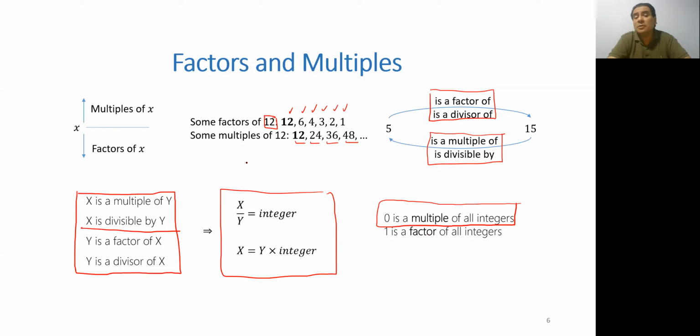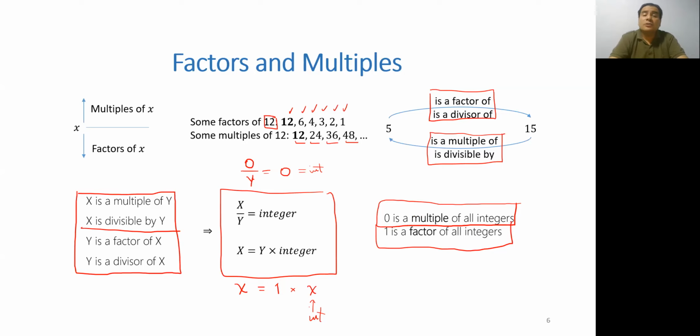You could represent 0 in this way. 0 divided by any integer y actually gives you a 0 as a result, which is an integer, right? And on the other hand, 1 is a universal factor. You can also express it like this: any integer x can be expressed as the product of 1 multiplied by the same integer. So these two facts are very important, okay, in this theory.